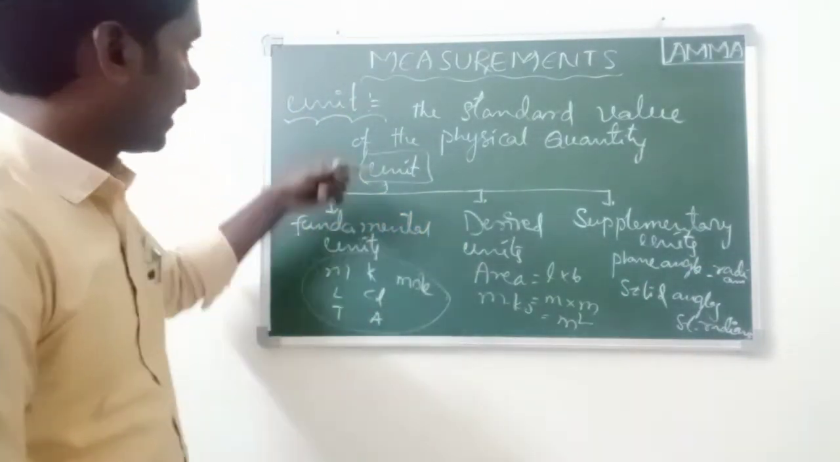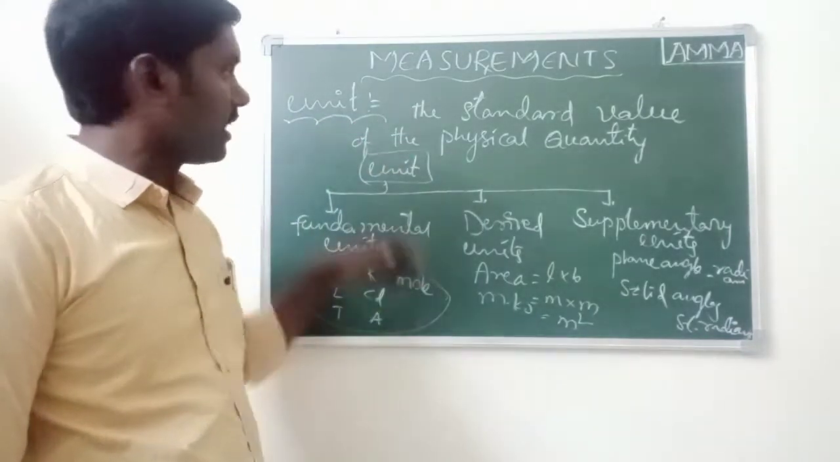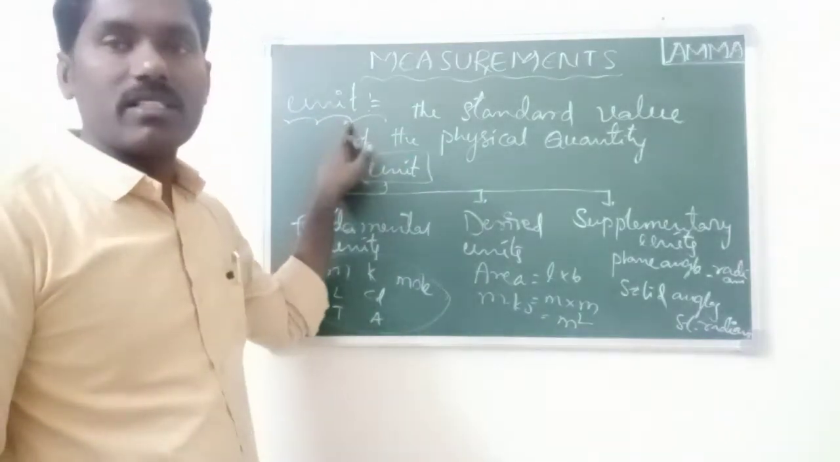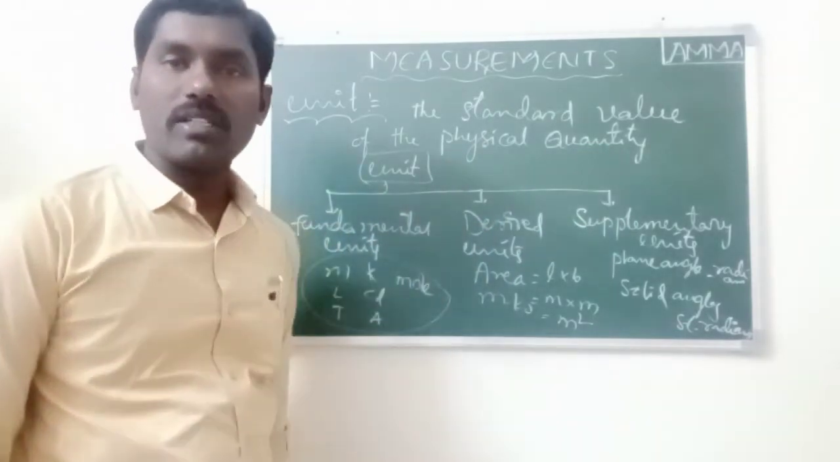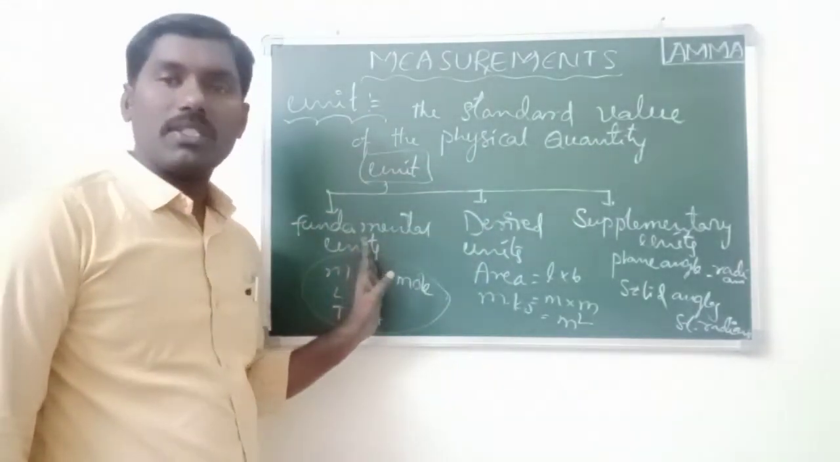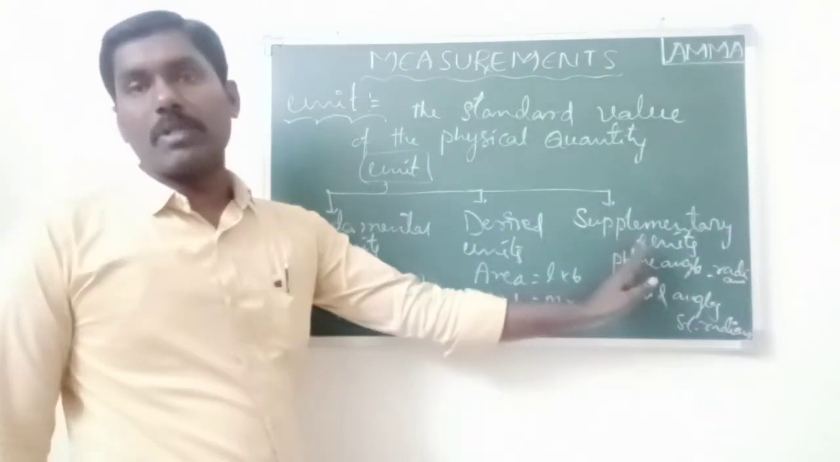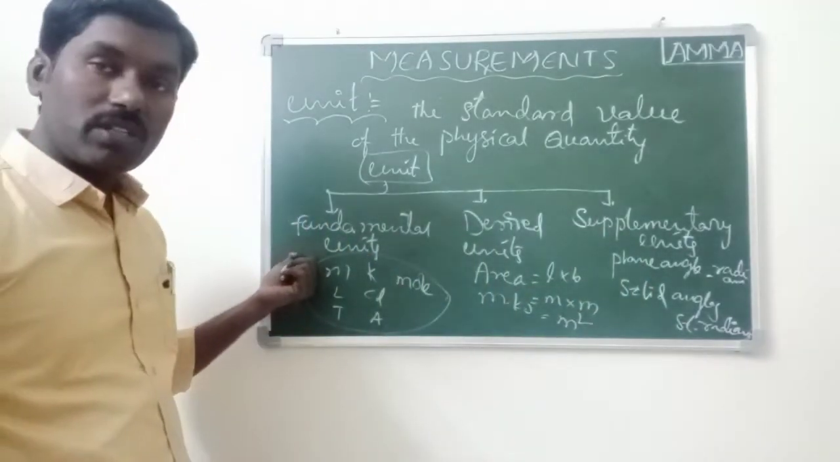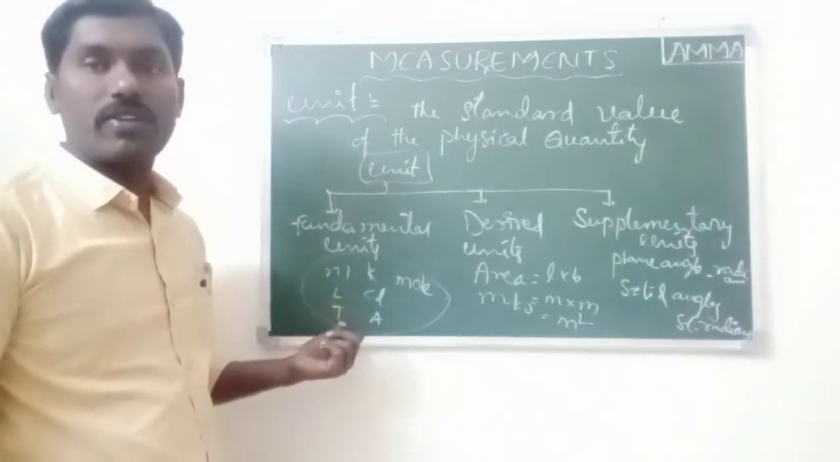Okay. Once again, a recapitulation of today's concept. We discussed the unit. The standard value of the physical quantity is called a unit, and there are three types of units: the fundamental units, the derived units, and the supplementary units. The units of fundamental physical quantities are called fundamental units.